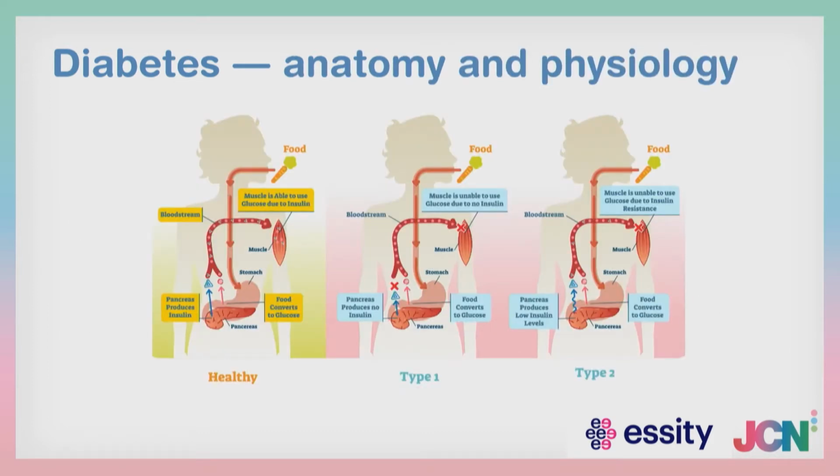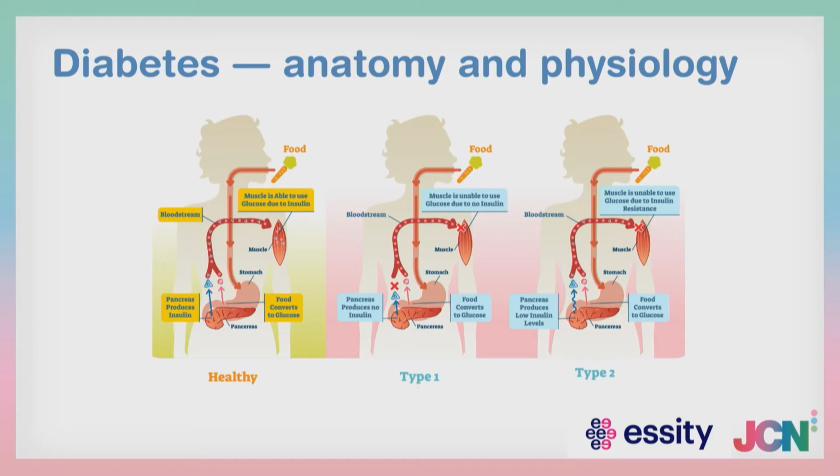So let's look at the anatomy and physiology again. We have three diagrams on the screen. We have the healthy system, so we intake the food, it goes down into the stomach, it breaks down and we have the glucose produced, insulin is produced through the pancreas, and then that aids the muscle function. So we've got strong, working, effective muscles.